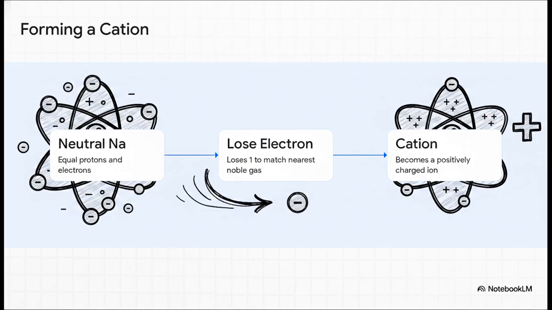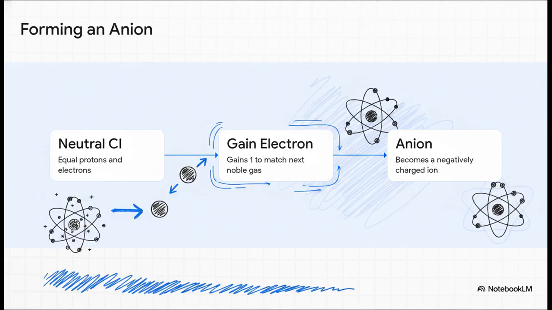They absolutely crave stability. To get it, metal atoms like sodium will usually drop a few electrons. In this specific case, it drops exactly one to match the electron layout of the closest noble gas. By ditching that one negatively charged electron, our sodium atom trades its neutrality for an overall positive charge, officially becoming a cation. On the flip side, look at what goes down with a non-metal element like chlorine. It also desperately wants that noble gas stability.